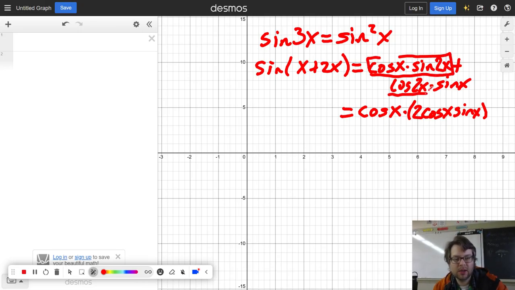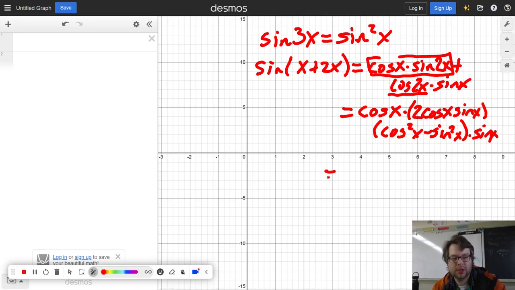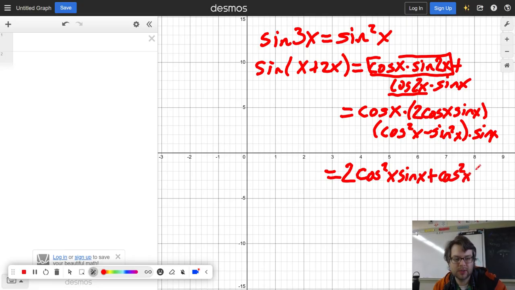The second term, I got cosine of 2x. Cosine of 2x is going to be cosine x times cosine x minus sine x times sine x. So we can write that as cosine squared x minus sine squared x times one more sine of x. Okay, so if we distribute things out, we get 2 cosine squared x sine x plus another cosine squared x sine x minus a sine cubed of x.